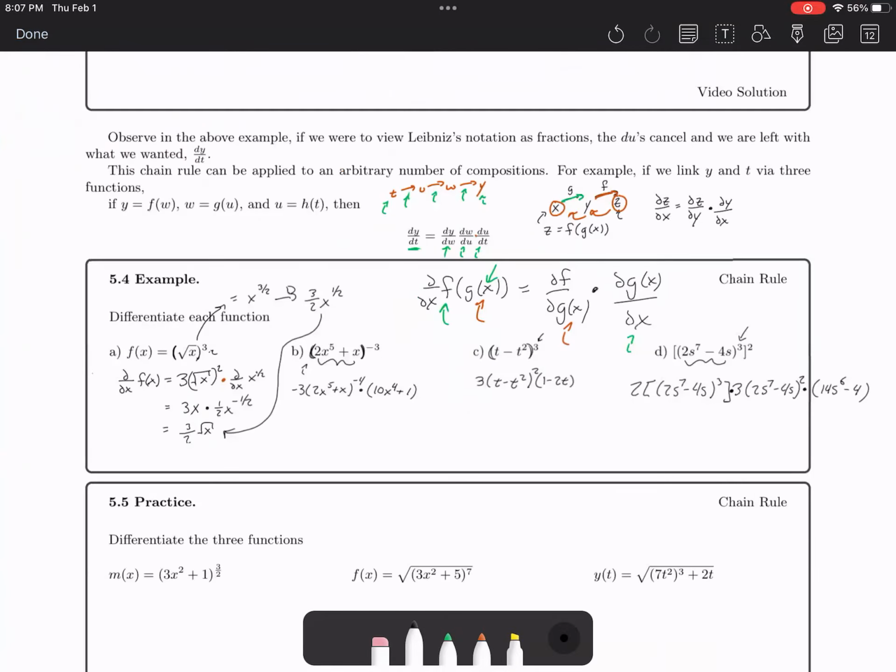So every time you use the chain rule and you differentiate the outside layer of the function, you leave the inside layer alone, and then you just multiply by the derivative of the thing that you've ignored.